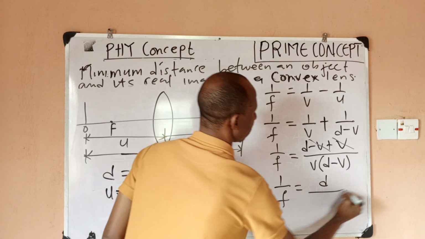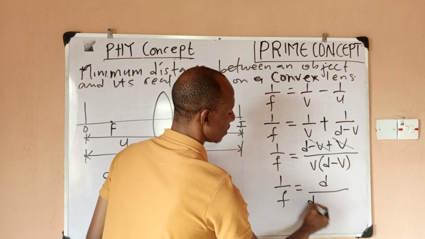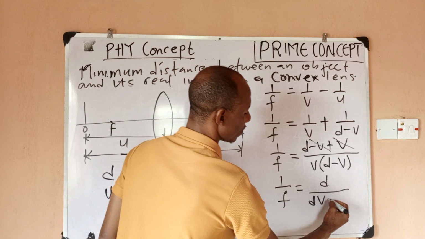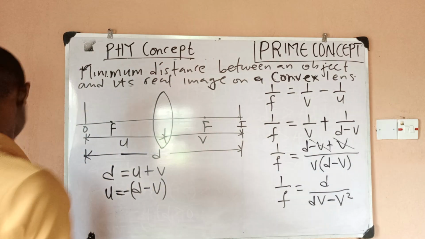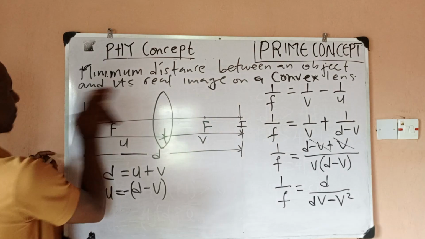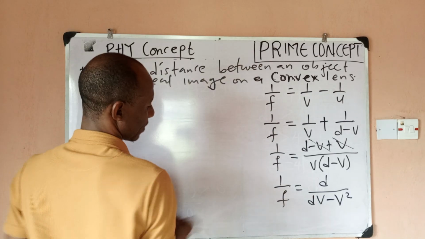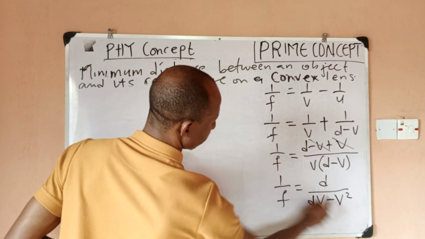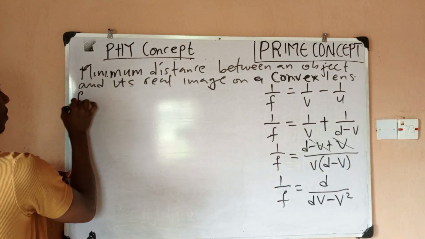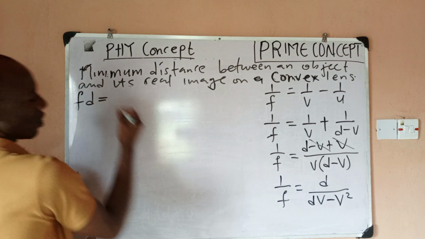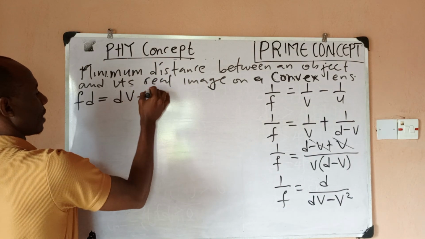D all divided by, can I expand this? Yes. This times this is going to give me dV. This times this is going to give me minus V squared, right? So that I'm going to cross multiply in this case. If I cross multiply, this would multiply this to give us what? FD equals, this would multiply this to give us what? dV minus V squared, right?